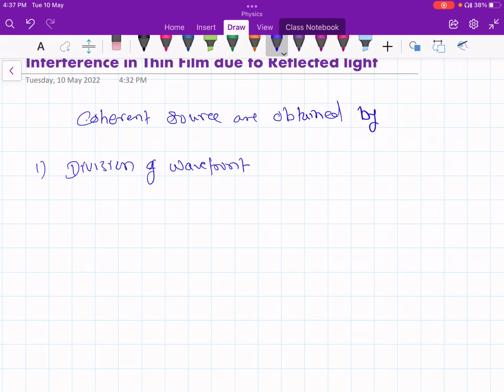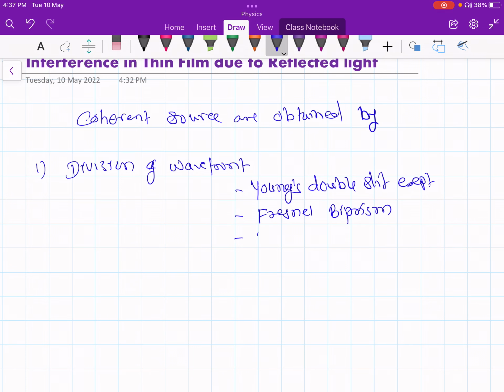And this method is used in Young's double slit experiment. It is also used in Fresnel biprism and Lloyd's mirror.